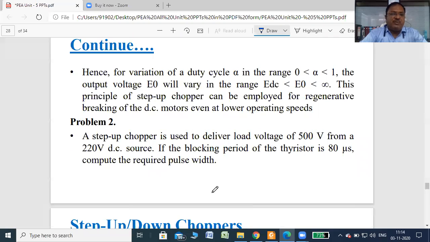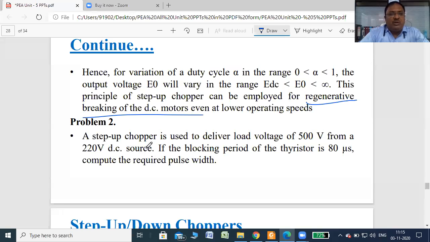This principle of step-up chopper can be employed for regenerative braking of a DC motor. This type of braking is used in a railway, right? That is to control the speed of the motor for braking of railway or maybe DC motors in a railway.